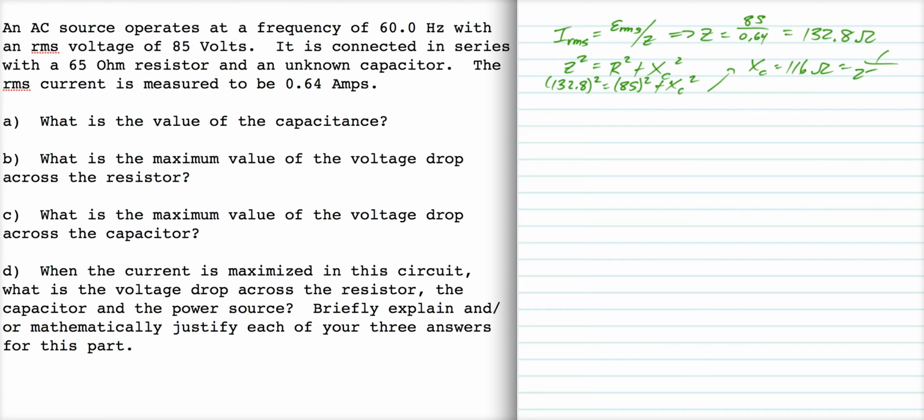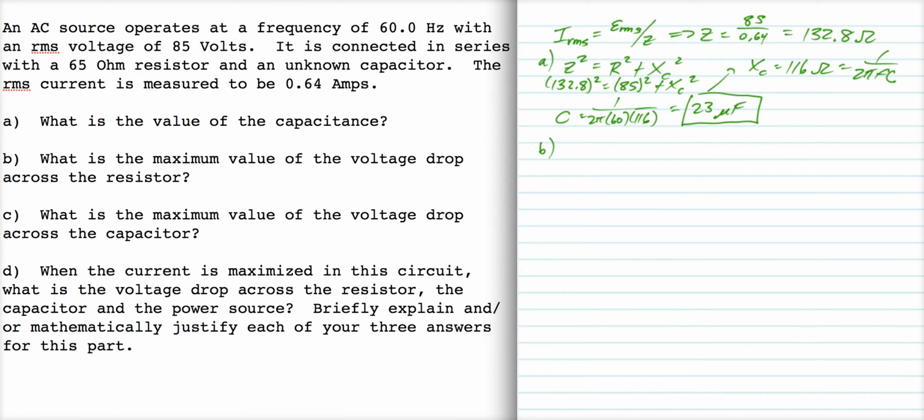That's equal to 1 over 2 pi f C. So C is 1 over 2 pi times the frequency, which is 60 hertz, times 116. So that works out to be 23 microfarads, or 2.3 times 10 to the minus 5, if you're working in scientific notation.